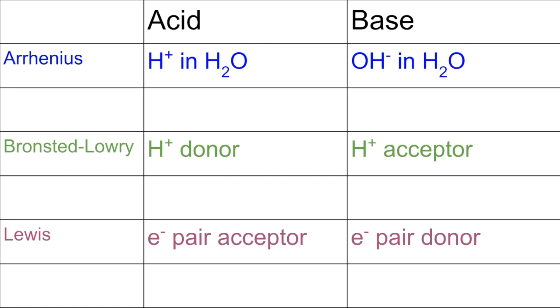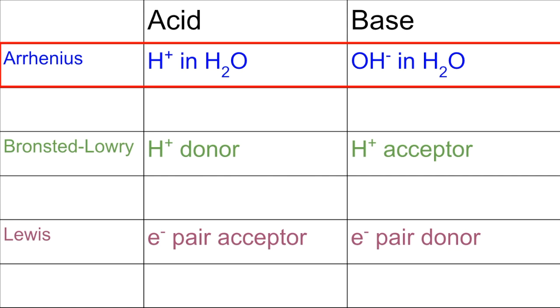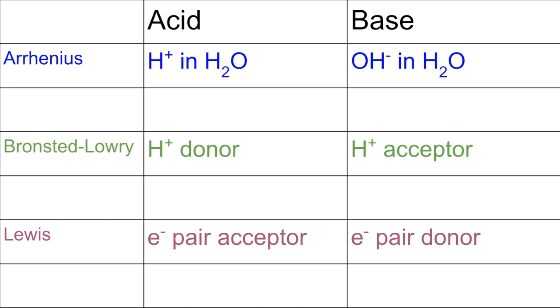There are three definitions of acids and bases: Arrhenius, Bronsted-Lowry, and Lewis. The Arrhenius definition defines an acid as dissociating in water to form hydrogen, H+ ions, and a base as a substance that dissociates in water to form hydroxide, OH- ions.